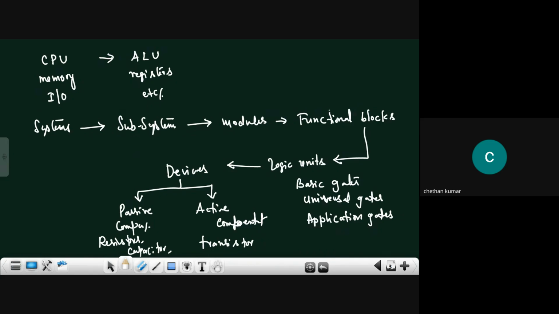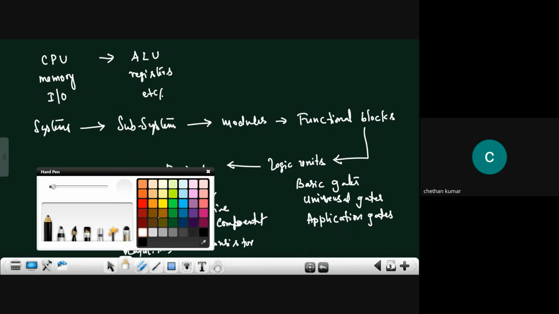Subsystems are used to build the systems. So to design a system, what idea do you basically need? Suppose I want to design a system like a CPU. If you look at the hierarchy, where do you need to start? You need to understand how to build the ALU, how to build the modules, how to build the functional blocks, how to build the logic units.